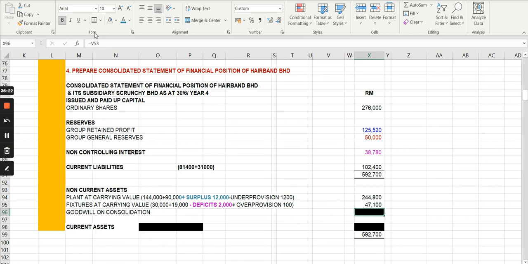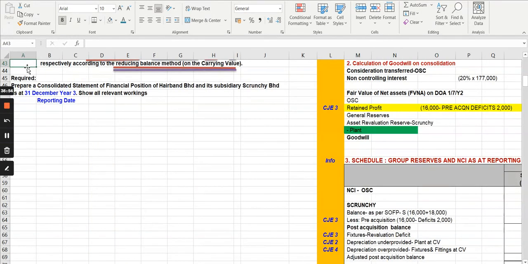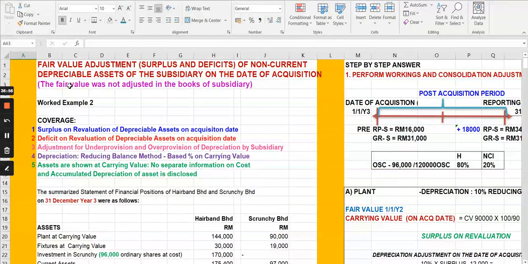The goodwill was from the working schedule. And for the current asset, you just need to add the total coming from holding and the subsidiary, and you just need to combine them, and that gives you 272,400. That's it. You are done with the preparation of the consolidated financial statement. And this session is to show you again the adjustment for fair value adjustment involving surplus and deficit of non-current depreciable asset of the subsidiary.